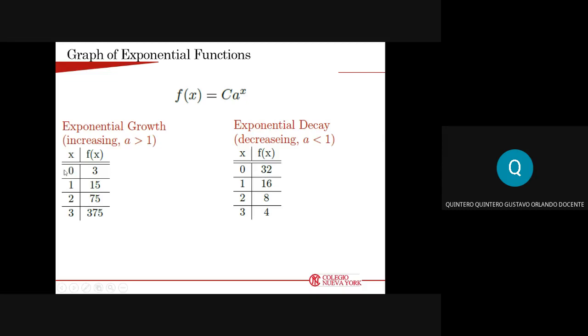When x equals 0, the value is 3, right? The function is 3. When x equals 1, the function is 15. And as you can see, the function just increased in value, right? From 3, it went up to 15. When x equals 2, the function equals 75. And again, we are increasing in value. From 15, we went up a lot to 75. Last but not least, when x equals 3, the function equals 375. Again, we are increasing in value.